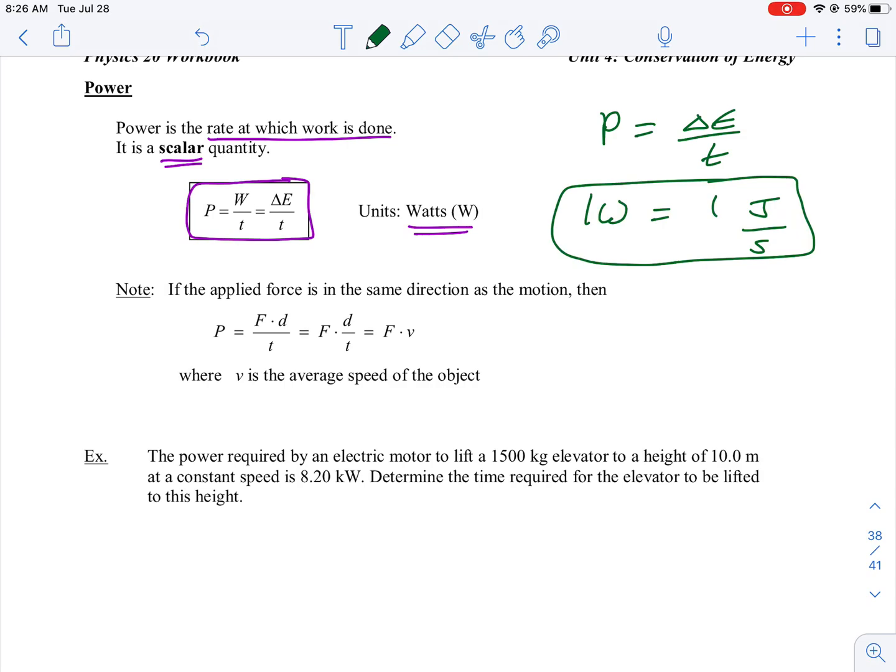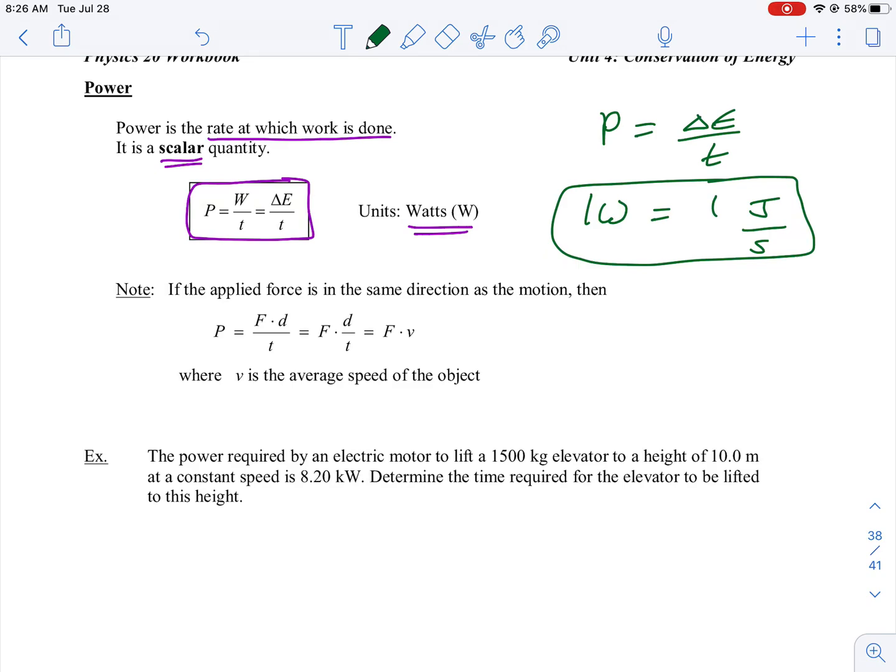For example, if you have a computer and let's say it's operating at 10 watts, well, that means it's consuming 10 joules every second. As opposed to, let's say, your music system, let's say it's rated at like 500 watts.